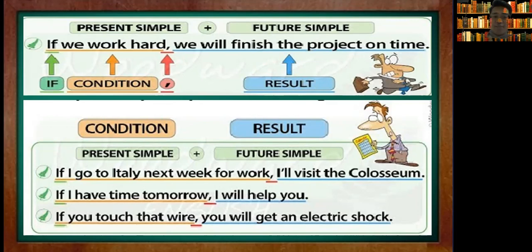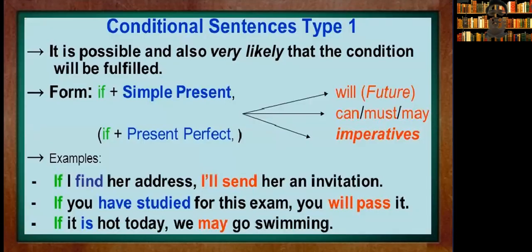So present simple in the condition clause, future simple in the result clause, that makes a conditional type 1 sentence. Now, if you want to take a review about the present simple and future simple, watch my video on the present and simple forms of verb. Click this link above. Okay, so let's have some more presentation.